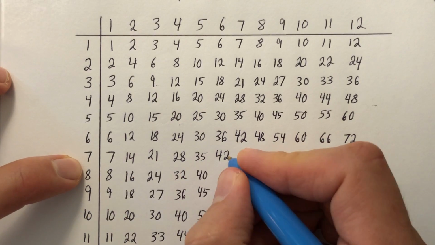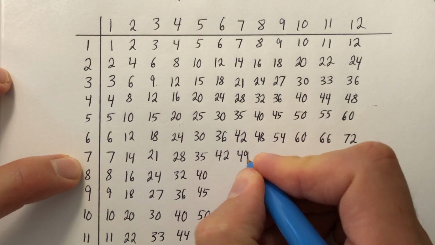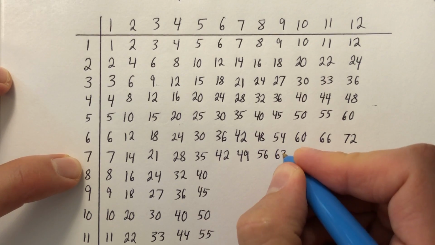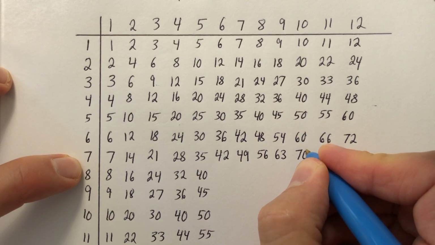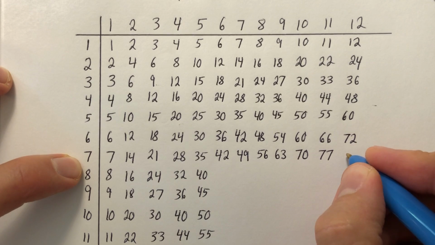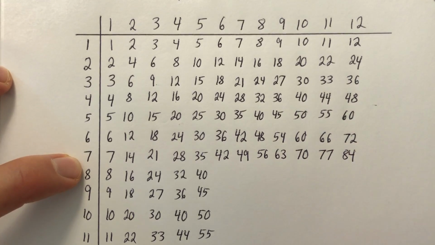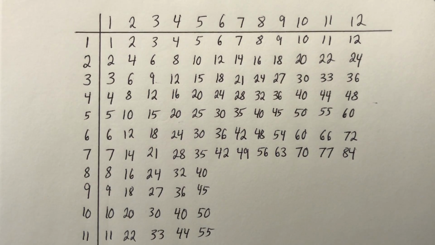7 added to 42 is going to give me 49. And then 56, 63, 70, 77, and then one that a lot of people just don't know off the top of their head, 7 times 12 is 84. Okay, so let's keep noticing some patterns here.